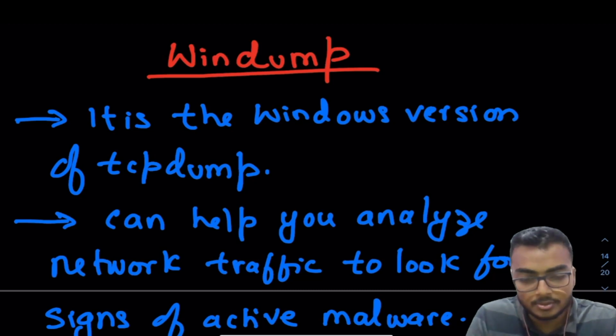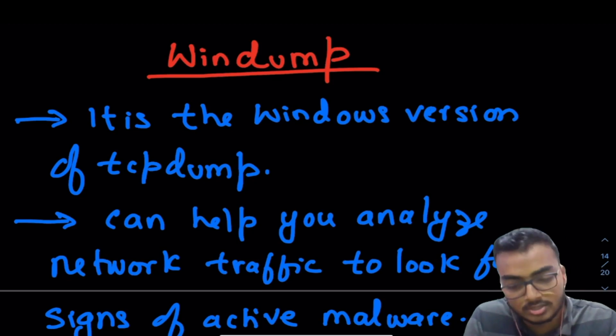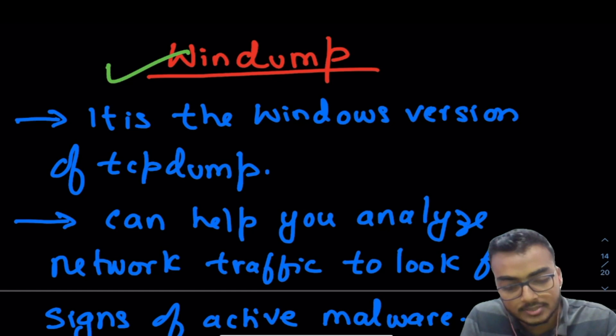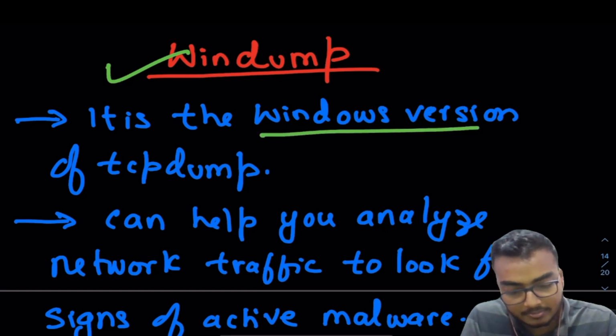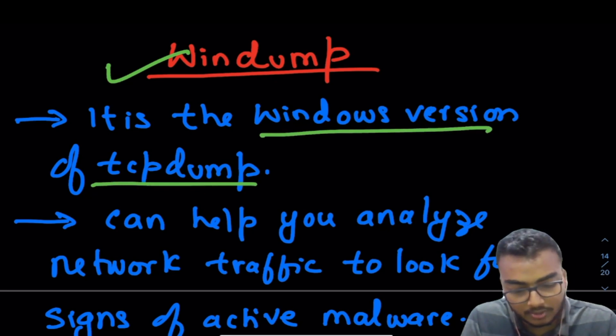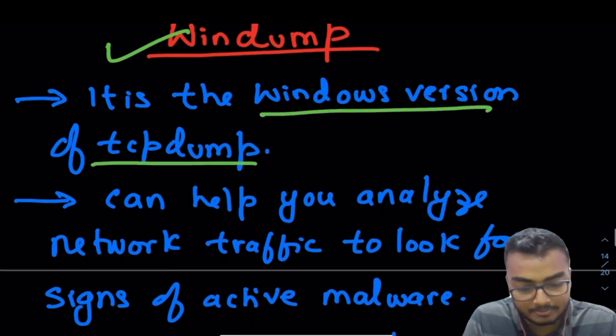In our previous video, we have already covered what TCP dump is, and today we'll be seeing its Windows counterpart, that is Windump. So basically, Windump is the Windows version of TCP dump. It can help you analyze the network traffic to look for signs of an active malware.